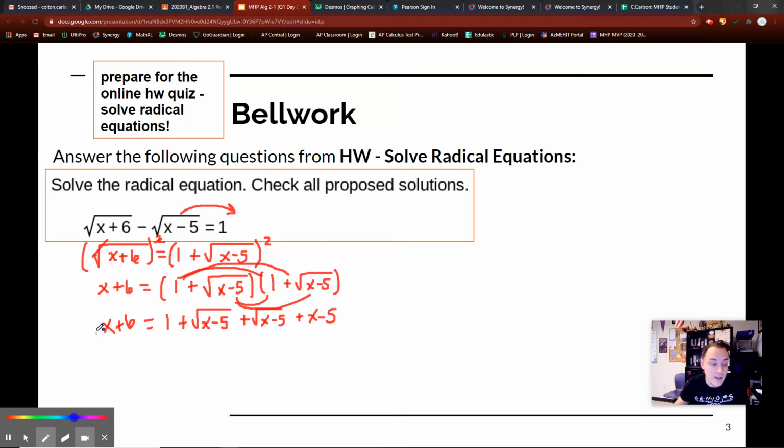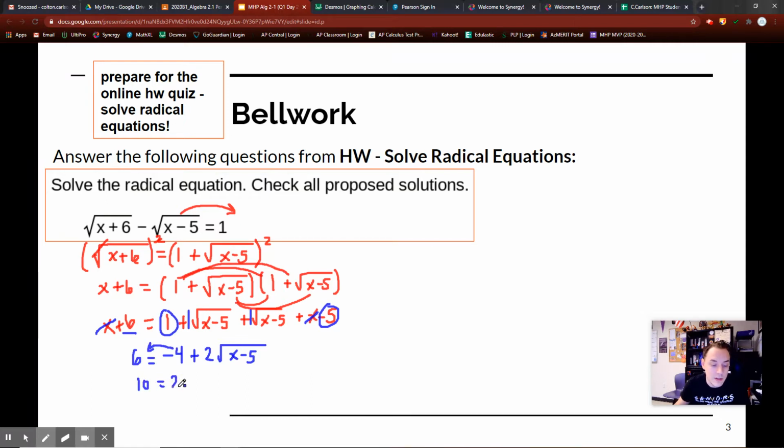Now, I notice I have an x right here and an x right here. That cancels out. I have a 1 and a negative 5 that I can combine, so that's actually going to be negative 4. And then this is a coefficient of 1, and that's a coefficient of 1, so this is plus 2, because 1 plus 1 is 2, and then radical x minus 5. I still have a 6 on this side. Now I'm going to add that 4 over, so this is going to be 10 equals 2 radical x minus 5.